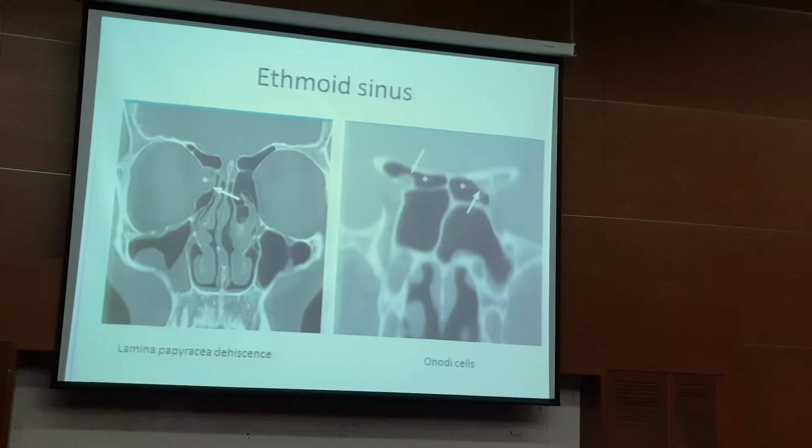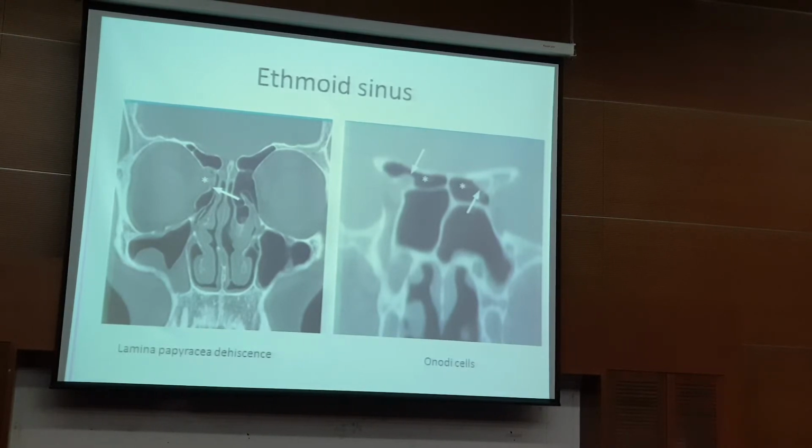Another thing that one would have to look for would be the integrity of the lamina papyracea. On coronal view here you can see there was a lamina papyracea fracture with dehiscence, and there is herniation of the orbital content into the nasal cavity.